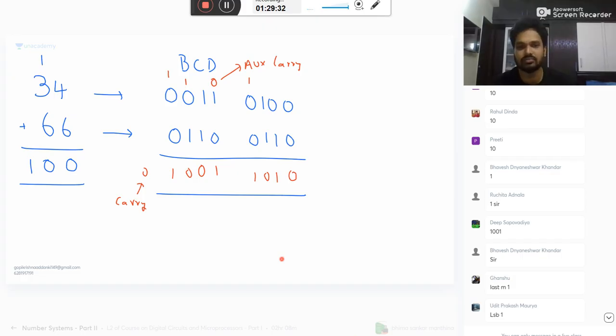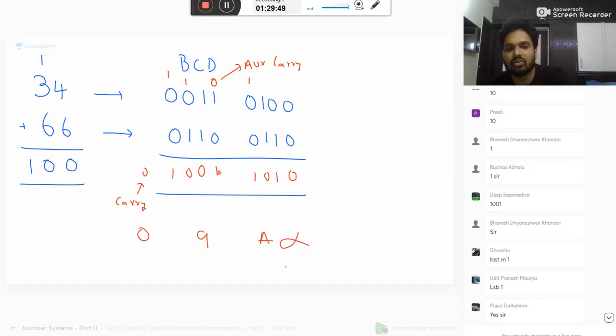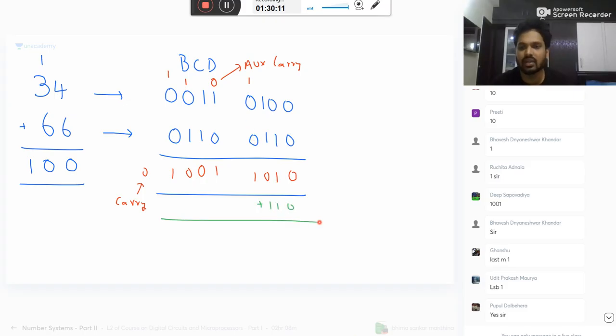Okay. Now listen. I want 100, but I got a wrong answer, 09A. I need a BCD answer. I'm adding two BCD numbers, I want the result also in BCD only. But I got something wrong. Now, how to modify this to get my required answer? Now I am giving you just the rule directly. When we discuss binary arithmetic circuits, I will give you the logic also. Now, what I will do is add 6. When to add 6, when not to add 6, I will tell you.